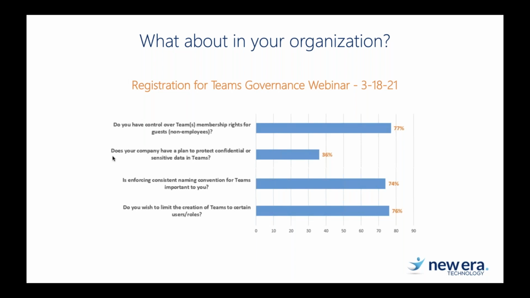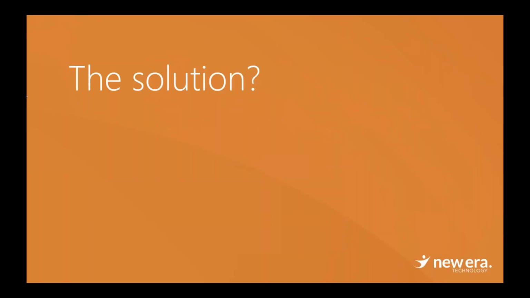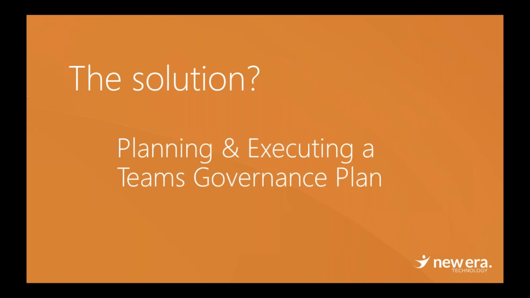In the last two, again, three-quarters of the audience say enforcing consistent naming conventions for Teams is important, so perhaps we haven't done that yet. And do we want to limit the creation of Teams to certain users or roles? A big one. I know Jeremy will go over that as well, but again, three-quarters of us on today's call are trying to address the same issue. So again, I thought this was pretty interesting and speaks to today's relevance. So what is the solution? We're going to talk about it. Jeremy's going to show it. It's a Teams governance plan. And you can forward right through, Jeremy.